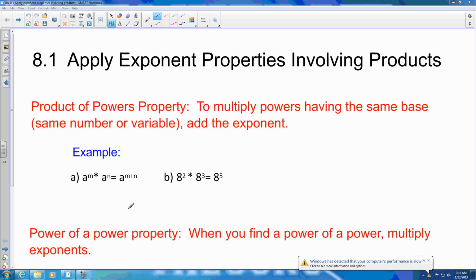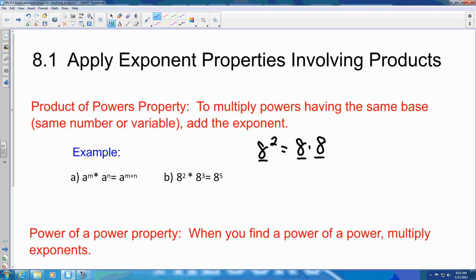You got 8 to the second power. That basically means that this equals 8 times 8. We have 1, we have 2. That's what 8 squared, or 8 to the second power, means. Now we have 8 to the third power. This means that we have 8 times 8 times 8.